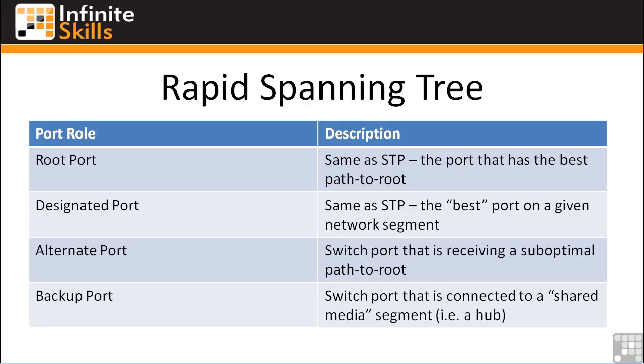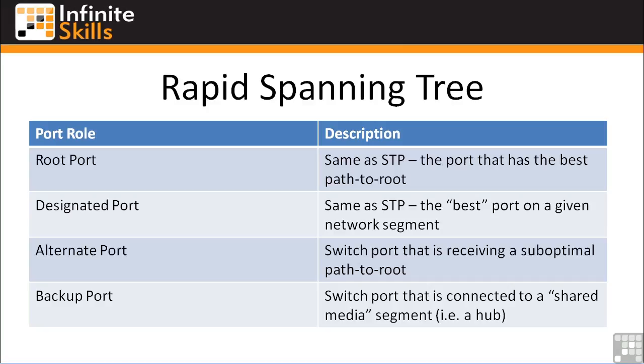And the last new port type in spanning tree is the backup port, and I've got a little network diagram on the next slide that kind of makes this a little clearer, but a backup port is a switch port that's connected to a shared media segment, i.e. a hub. So if you have a switch and it has 2 ports connected into a hub, one of them is going to be a backup port. Obviously, it can't forward traffic out that backup port because it will create a loop in the network. So it's kind of like an alternate port, but it's an alternate port that's not connected to another switch.